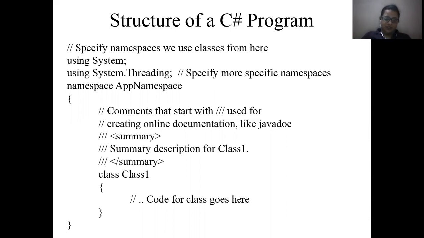Going for the structure, first of all, we specify the namespace that we use classes from. We use the namespace using System. Using System.Threading specifies a more specific namespace. Then namespace application: here we can specify our own application namespace.